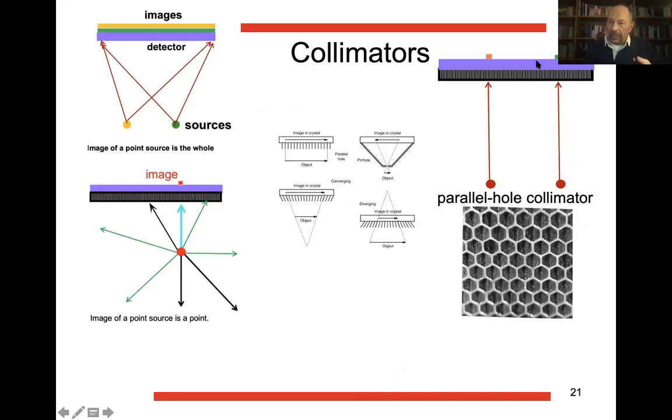The collimators, as I told you before, are extremely important in SPECT. You can see why here. If this is the source and you have a detector, you will lose all the information on the position if you don't have the right collimator. So using a collimator, you actually select the position of the beam. It's also shown here, and this is a parallel hole collimator, which is generally used in SPECT.